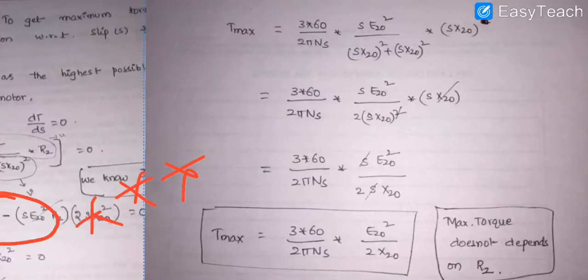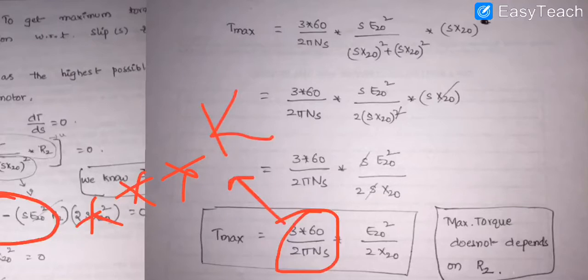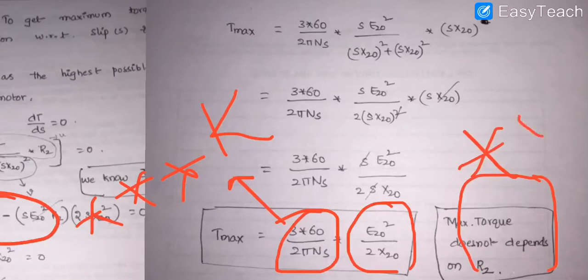Because of 3-phase, torque has 3 into 60 by 2 pi ns. If you observe, for the 3 torques, full load torque, starting torque and maximum torque, this term is common: 3 into 60 by 2 pi ns, or 180 by 2 pi ns, which is sometimes also referred to as K. K is the constant, and the remaining term here is E20 square by 2 times X20. In starting torque and full load torque, the torque expression has the rotor resistance, but in maximum torque there is no R2, so the maximum torque does not depend on R2. It is a very important question.